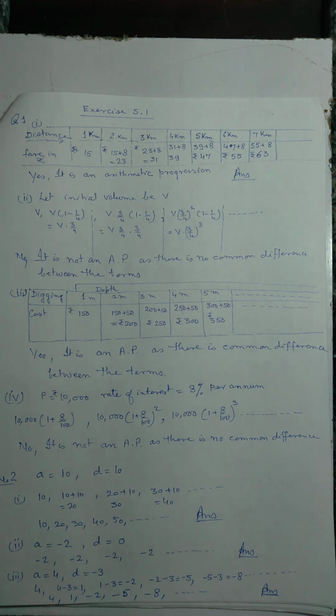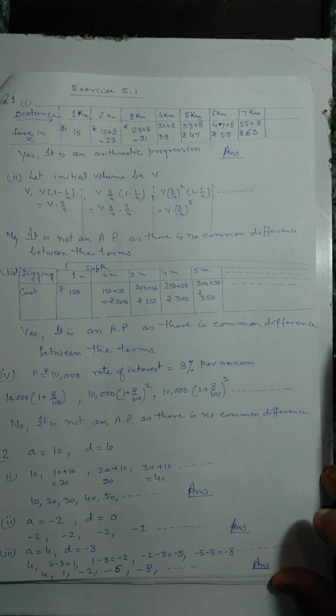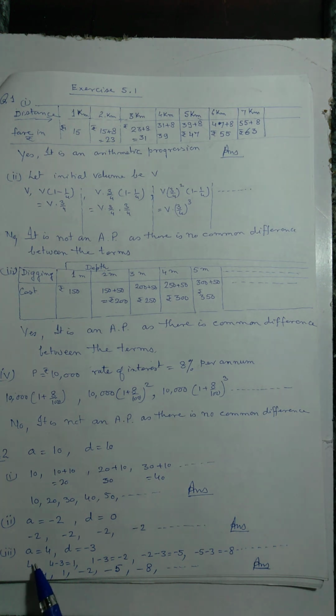Now the second case: first term is given, that is minus 2, and common difference is 0. So we are getting minus 2, minus 2, minus 2, minus 2, and so on. This will be the arithmetic progression where D is 0. Common difference is 0.